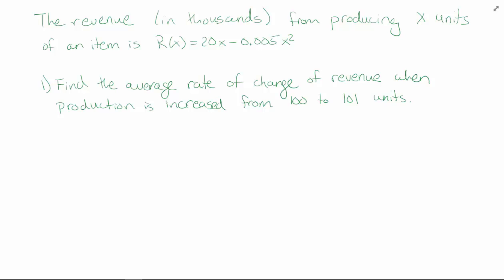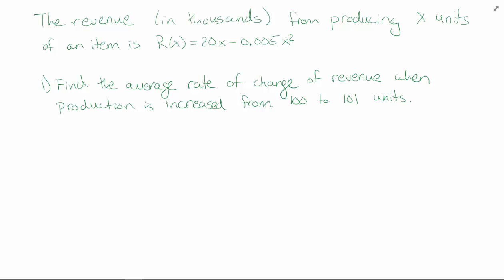Let's talk about a business application that comes up in calculus. Let's say the revenue in thousands of dollars from producing X units of an item is R of X, which is 20 times X minus 0.005 times X squared. That means if you wanted to find the revenue, or how much you made in producing 2 units, you do 20 times 2 minus 0.005 times 2 squared, and that would tell you how much you made in producing 2 units.